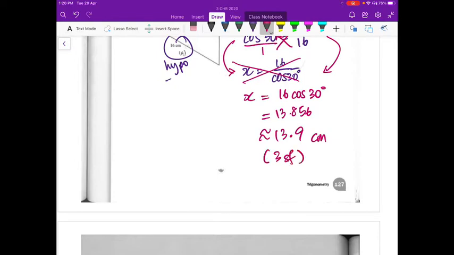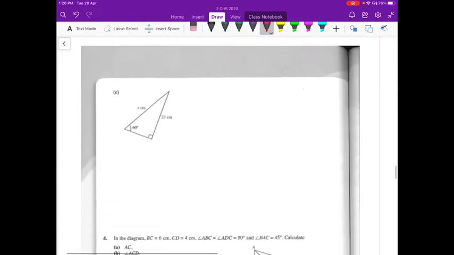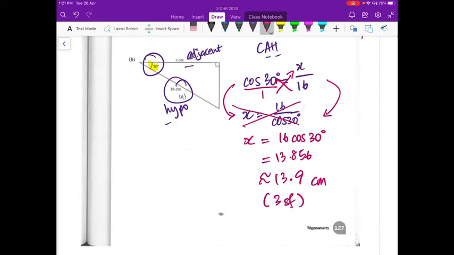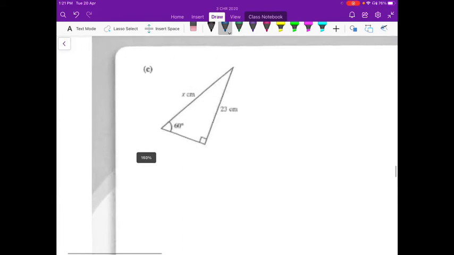Chen Xi, you get it correct? Okay, next page. Wang Fan done? Okay, next one. So Wang Fan, your turn.